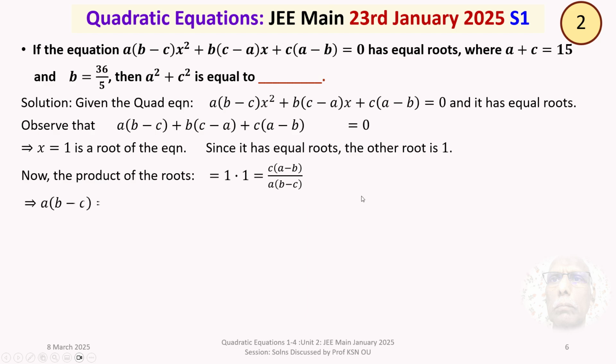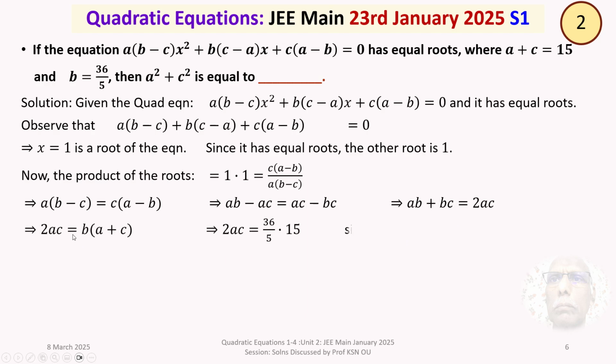Cross multiply, simplify. We will get 2ac is equal to ab plus bc, and 2ac is equal to b, you take common, b times a plus c. That implies 2ac is equal to b, whose value is given as 36 by 5, and a plus c, whose value is given as 15. Substitute them. Then simplify, you will get 2ac is equal to 108.